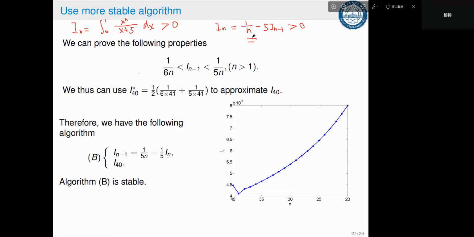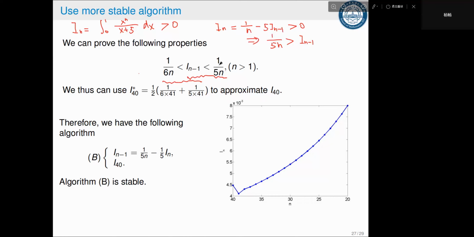Then you can find that this gives you 1 over 5n is more than I_{n-1}. So you will see this inequality gives you the right part of this property. Now we can prove another property, the left part. It is this one. So why is this also true?